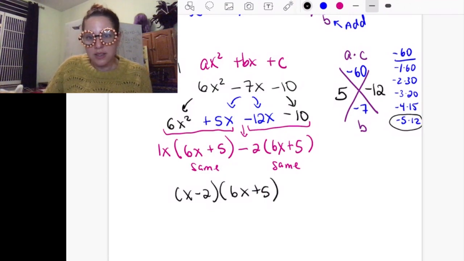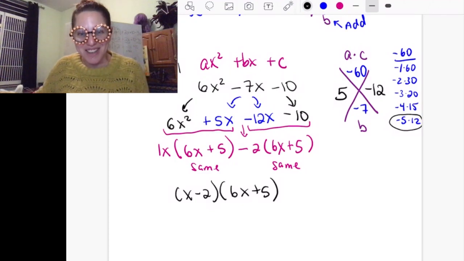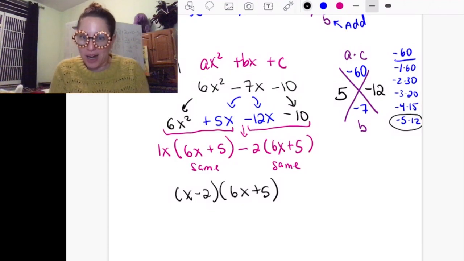And you could use the box to check it out and make sure that it works. That's it for today. Have fun and practice, practice, practice.